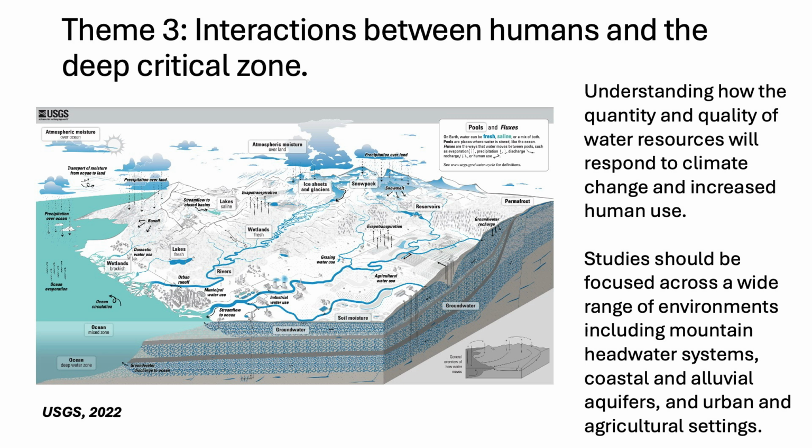And ultimately, understanding the critical zone is important for understanding how much water is stored in the subsurface, kind of the time scales of water movement. And this is obviously very important for understanding water quantity and quality in the face of climate change and increased human use. And one thing that our working group wanted to emphasize is the need to think about these problems across a wide range of environments, including mountain headwater systems, coastal and alluvial aquifers, as well as urban and agricultural settings.